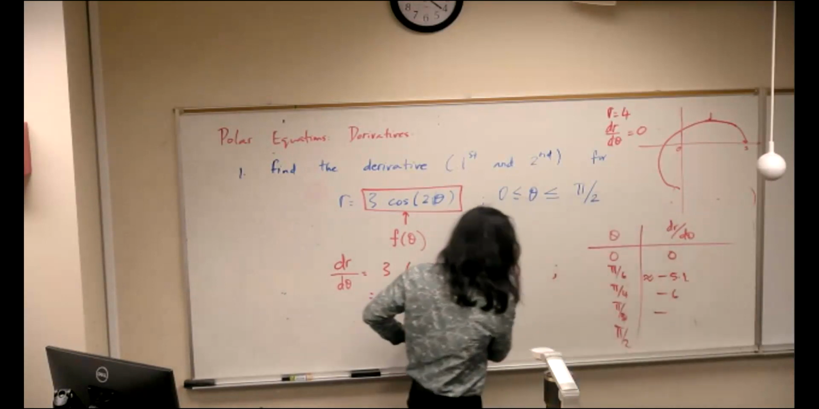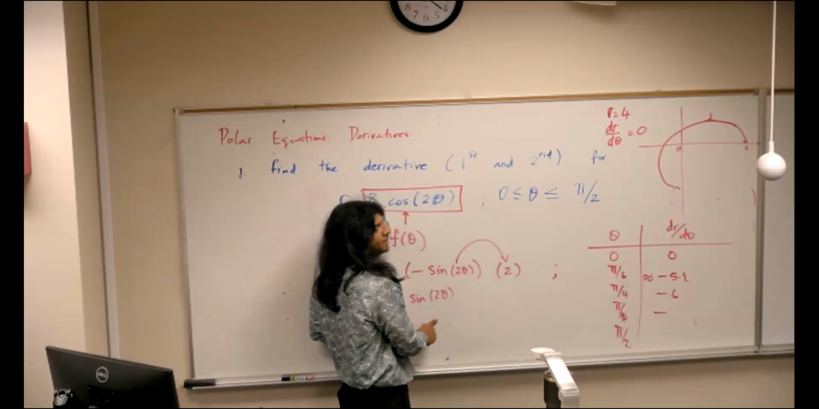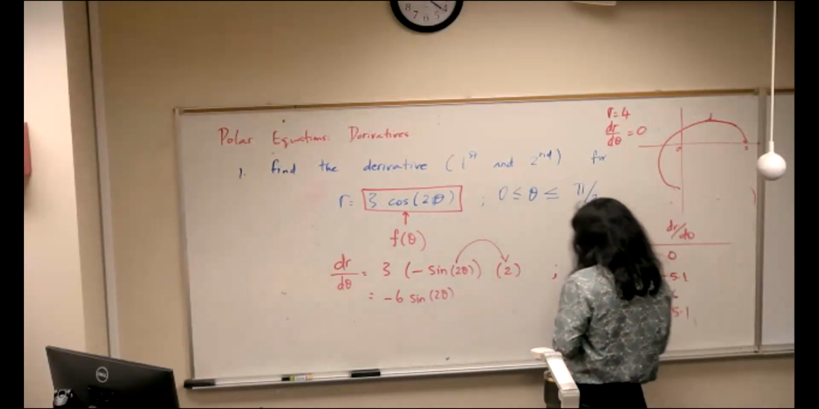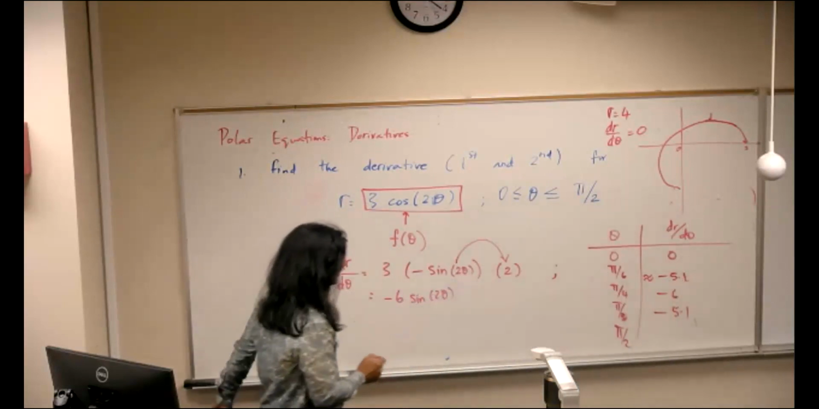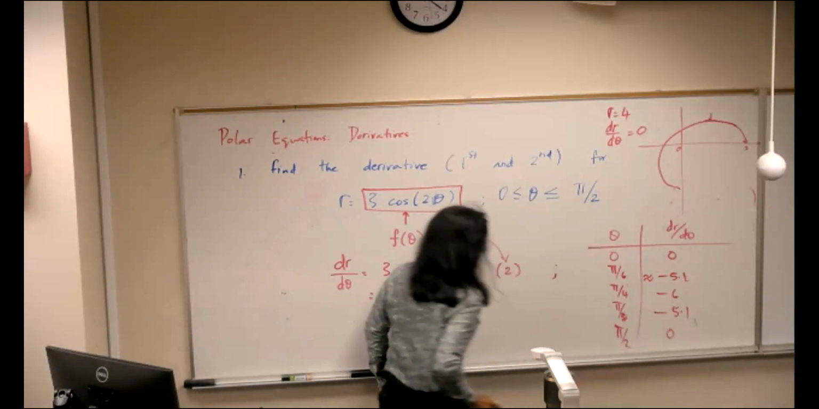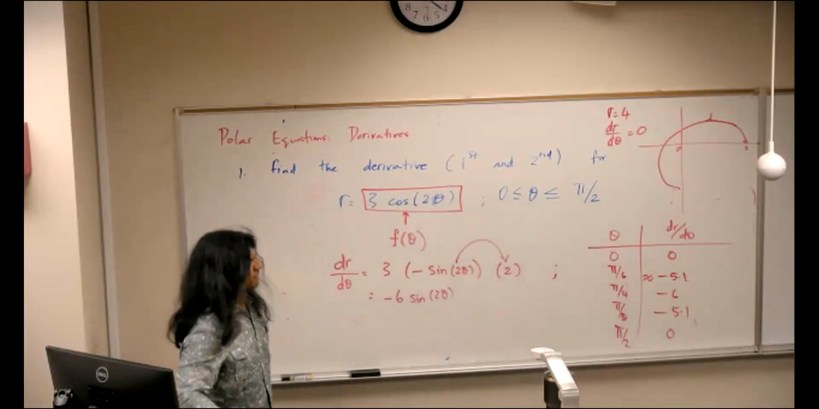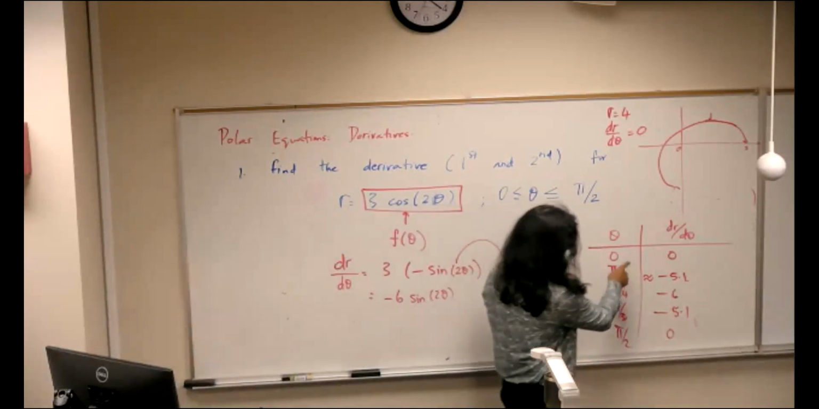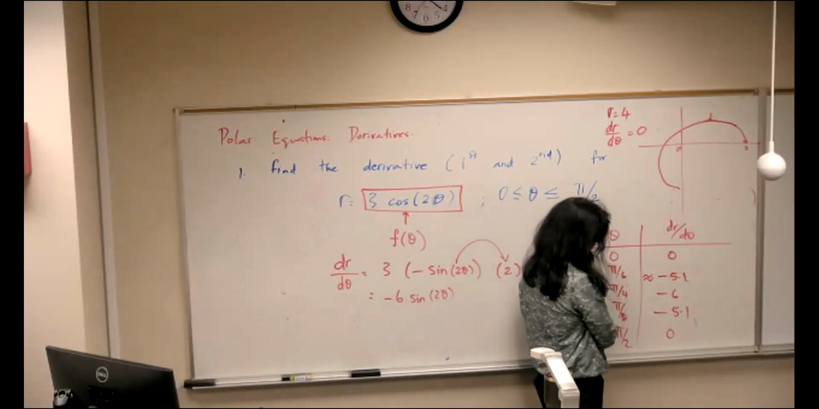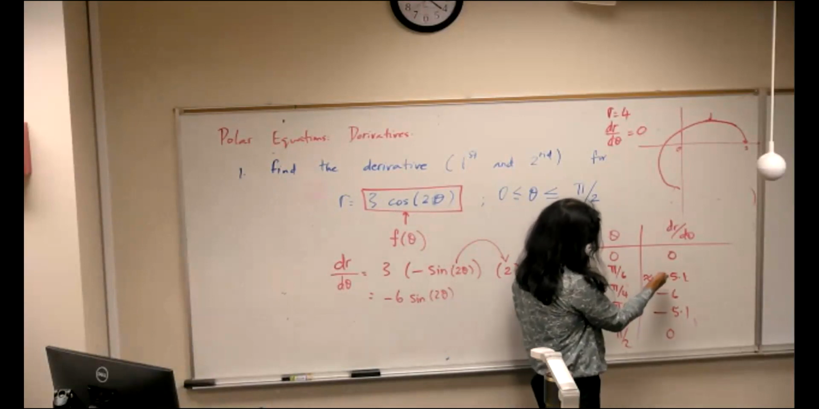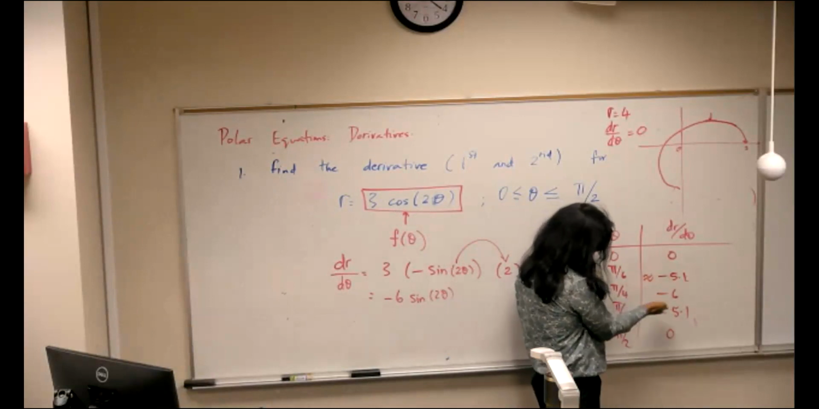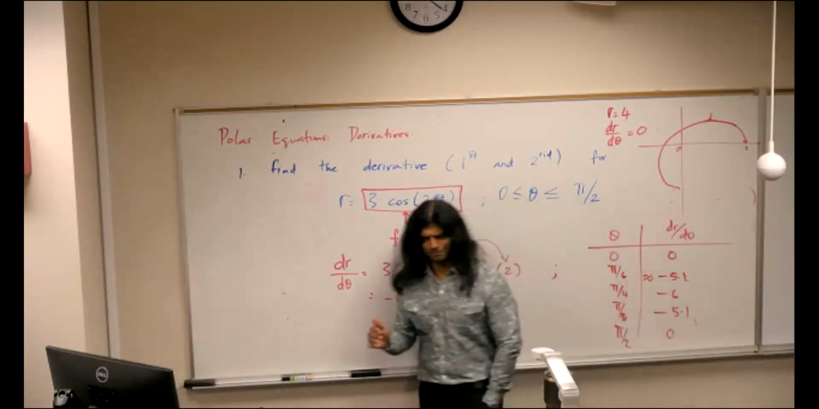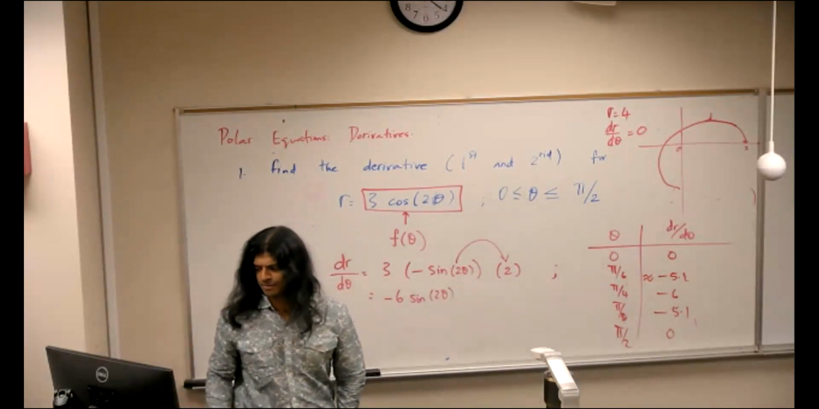What is sine 2 pi over 3? Sine 120 degrees, so same value. Then the next one is 0, because it's sine pi, which is 0. Okay, so what can we say? As I change theta from 0 to pi over 2, the rate of change is negative. It hits negative 6, and then heading towards 0.